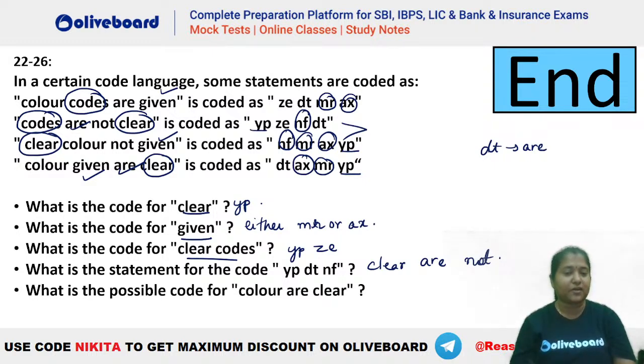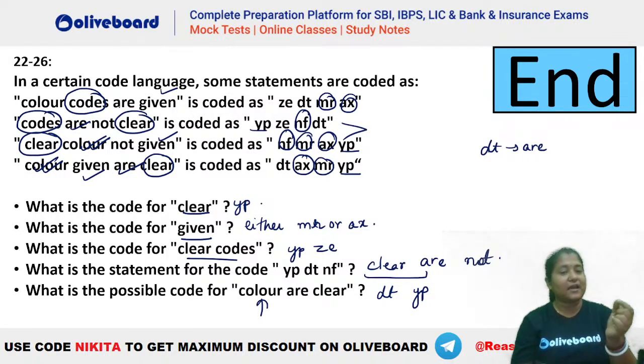Okay. The fourth one. What about color R clear? You can see R clear. We have already seen what is R. That is your DT. What is color here? Clear was YP, right? So DT YP. Now we have to find for color. You can see color is this one and color is this one, right? It's there in the first, third and fourth. So if you compare first, third and fourth, you can see here what is common between the two. That is, you can see color and codes, right?